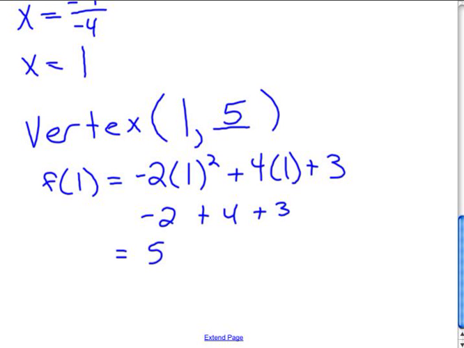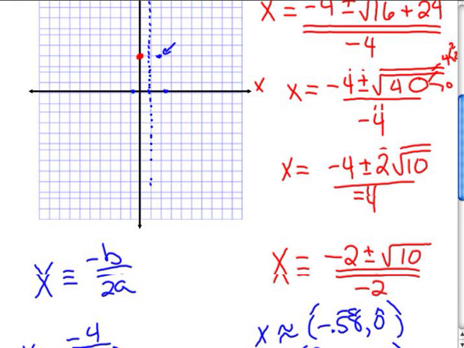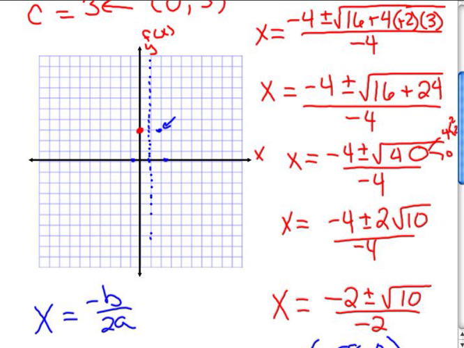So we'll graph that and we're done. So you go right 1 from the origin, up 5. 1, 2, 3, 4, 5. There's your vertex. And there is our graph of our parabola that opens very steeply down, very narrow. And for the most part, we're done.